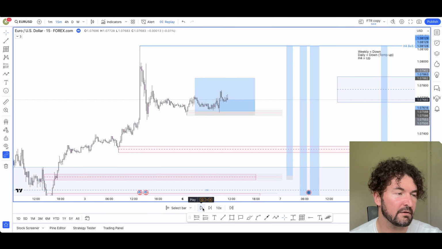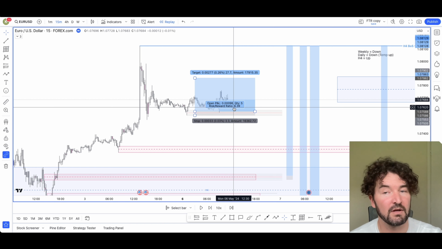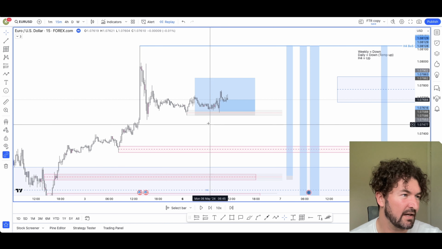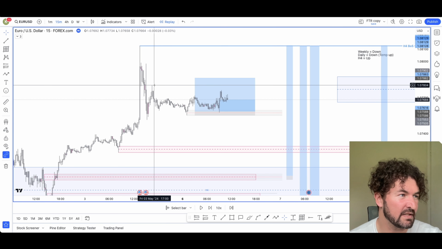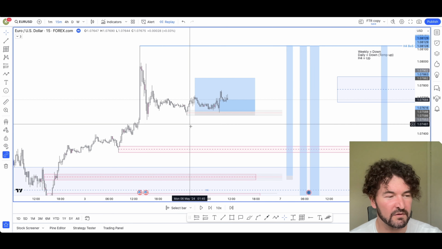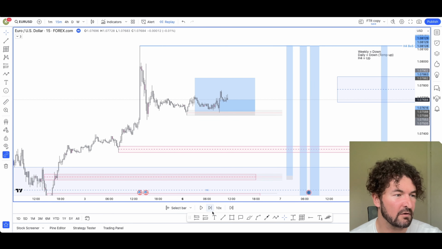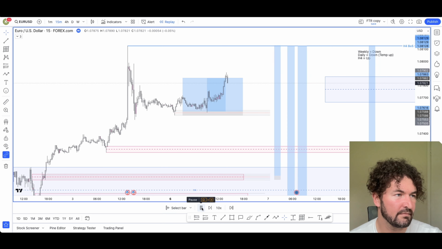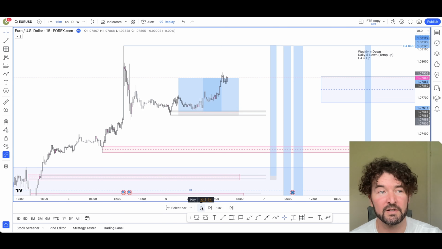And no entry. Oh, there is an entry. I missed this one. But you'd be targeting initially there just to clear, get yourself back to break even or something like that, and then continue to hold it. It would have worked. Great.